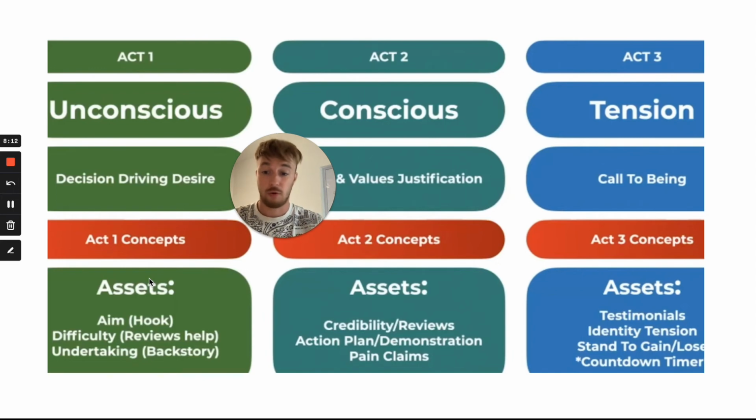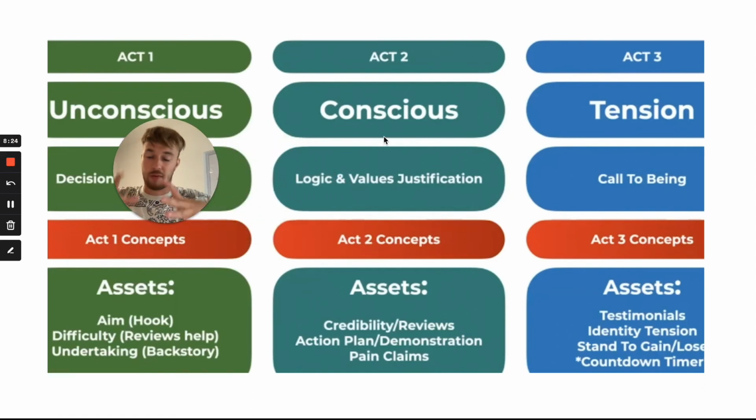So this is the formula across advertising. We have the hook, then we have the difficulty. Reviews could help here. Testimonials, reviews, and an underdog story could be the backstory. And then we have the conscious act, which is where you put logic and justify that with values. So we use logic, not only emotion. First of all, we use emotion, and then we back it up with logic and values, justification. We justify that with logic or math in this example. Then what is the asset here? Credibility. We need credibility, reviews, an action plan.